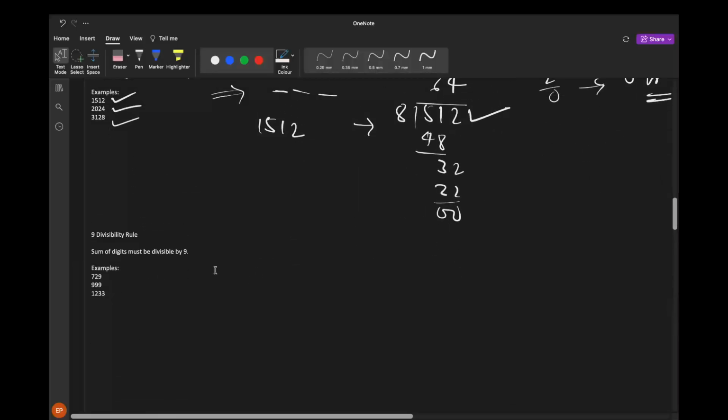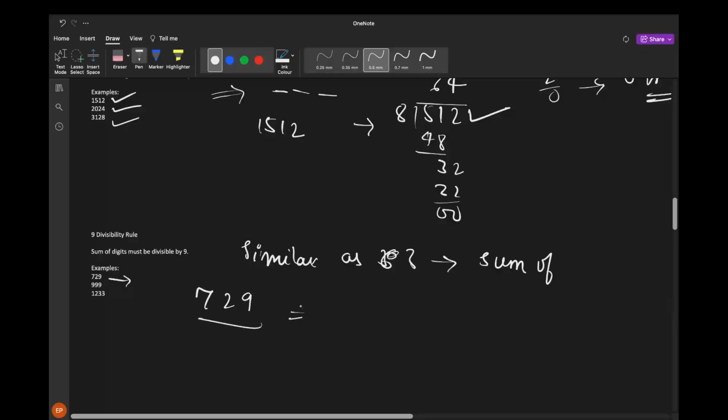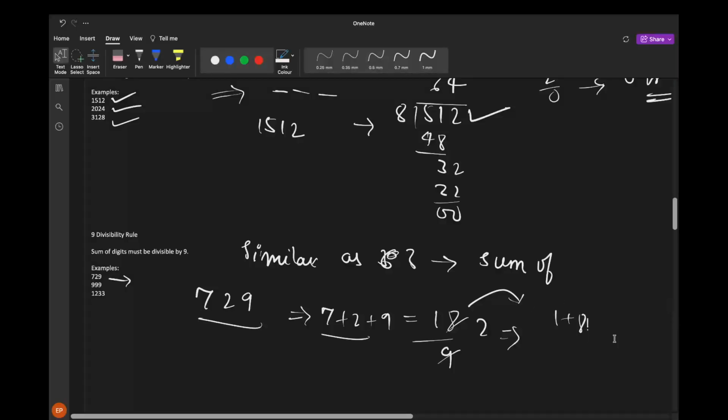Then comes the 9 divisibility rule, which is similar to 6, because in 6 what is the rule? It is similar to 3, because in 3 we are doing the sum of digits, right? Like the same we have to do the sum of digits, which must be divisible by 9. Let us take an example, 729. Sum the digits. 7 plus 2 plus 9, which gives us 9 plus 9, 18. 18 divided by 9 is 2. Otherwise you can do again 1 plus 8, 9. 9 is divisible by 9, right?